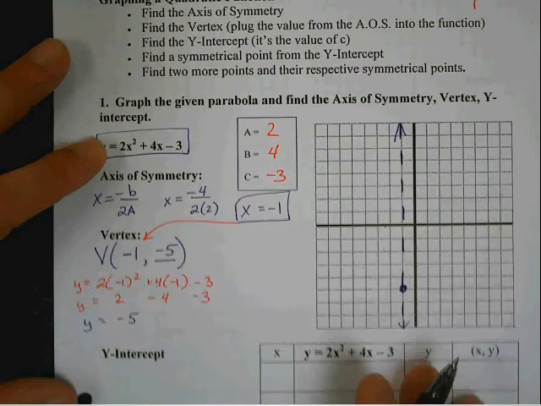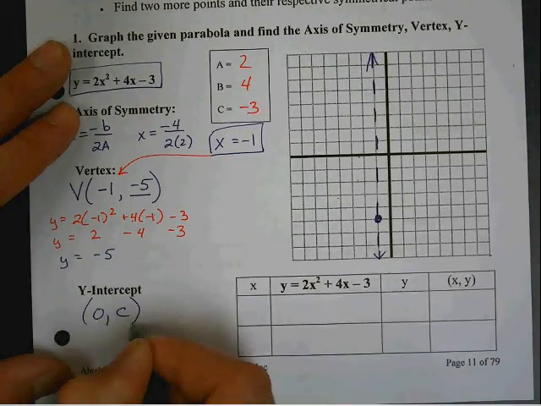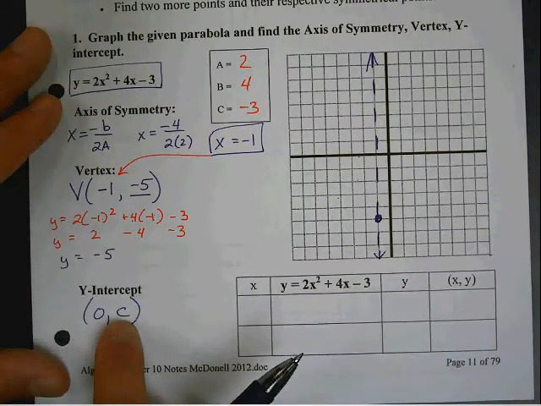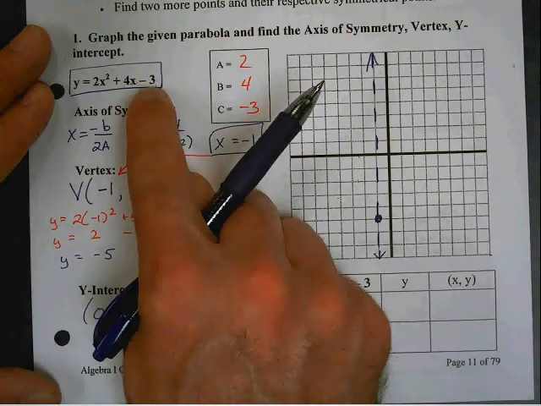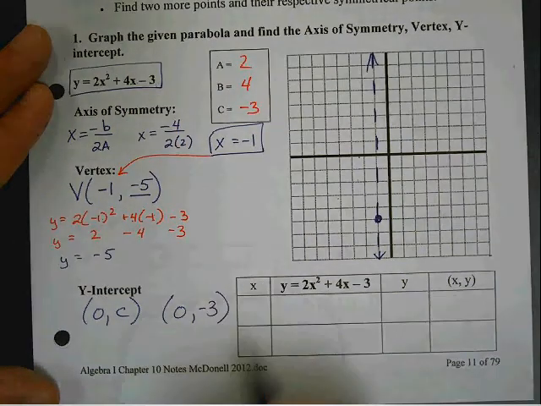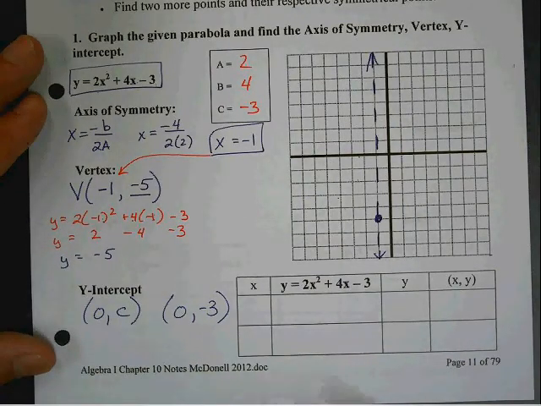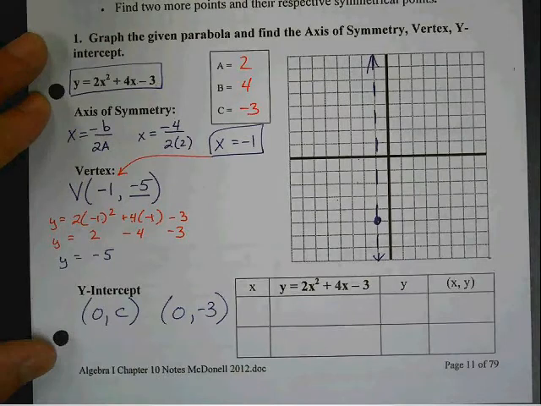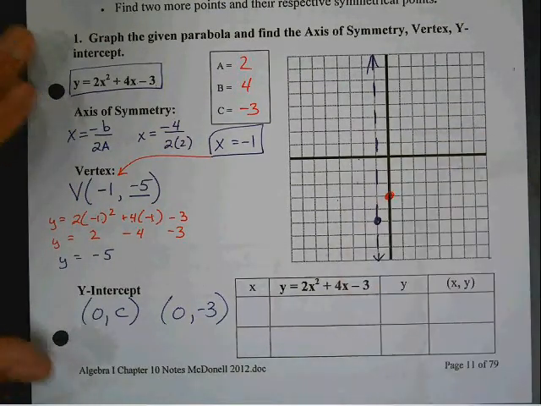So, all right, the y-intercept, coming back down here to the bottom, is 0, comma c. And when I say c, I'm speaking of the c value in the equation. So that is 0, comma negative 3. That make sense? So let's plot 0, negative 3 on the graph. Boom.